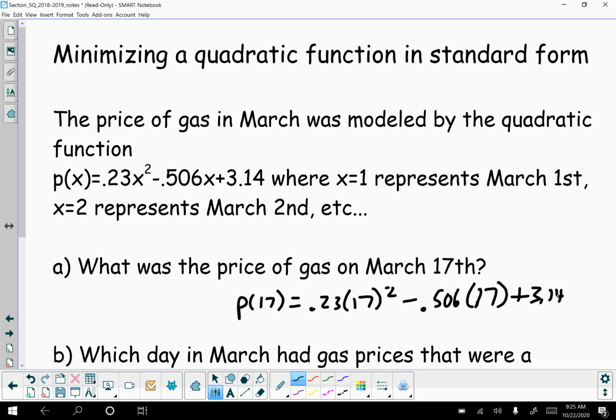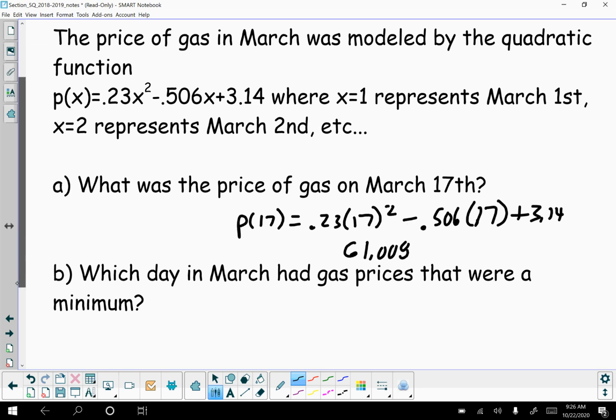If you plug that into your calculator, it's just going to be 0.23 times 17 squared minus 0.506 times 17 plus 3.14. Oops, I made an error. It's 5.06. There was my error. So the silliness about this says the price of gas is 6.008 if I did that, which is ridiculous.